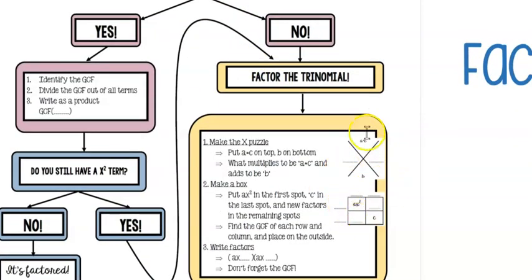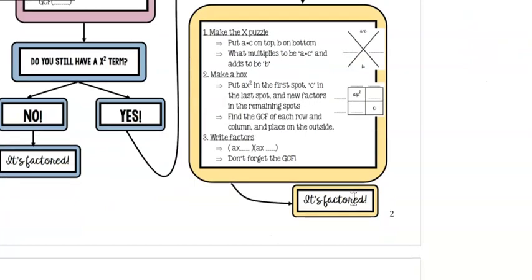And we'll use the box method, is what I use. This is just a way to help us graphically organize what we are doing so we can visualize it. So we'll start with an X puzzle and then we'll make a box. I'm going to walk you through that later on in the video. Once you've done that, then it's factored.